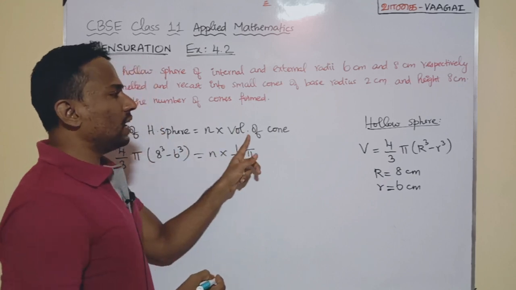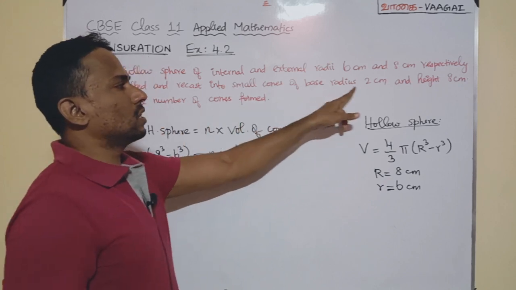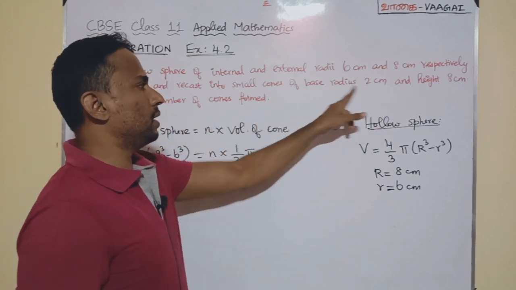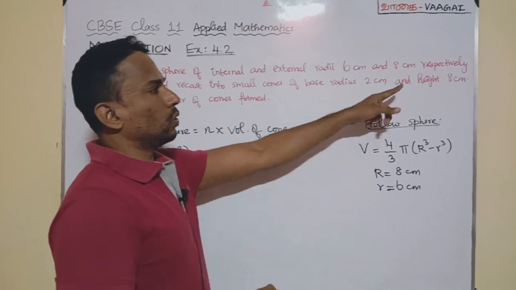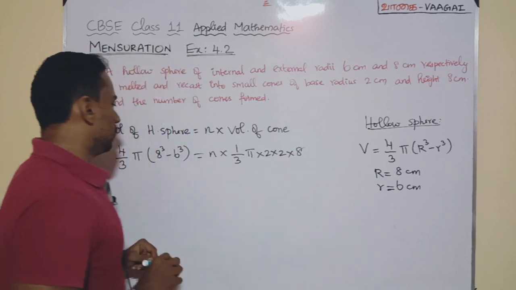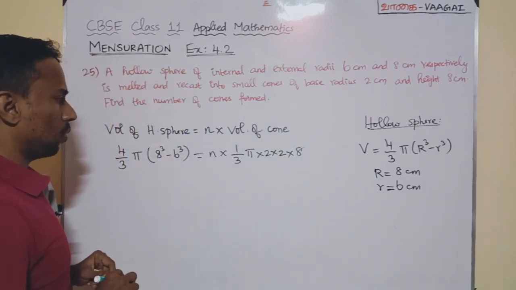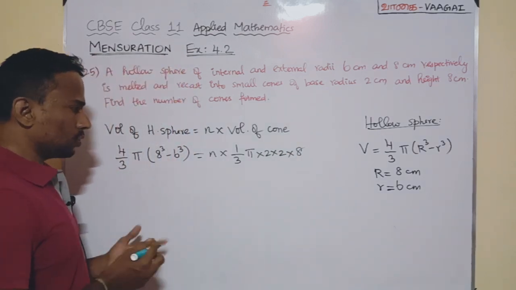Now what about the radius and height of the cone? Radius is going to be 2 centimeter. The cone's base radius is going to be 2 centimeters, so 2 into 2 into, and height is going to be 8. Okay, it's fine. That's it. Now we are clear with the things. So now what next we can do is, we have to now solve for the n value.